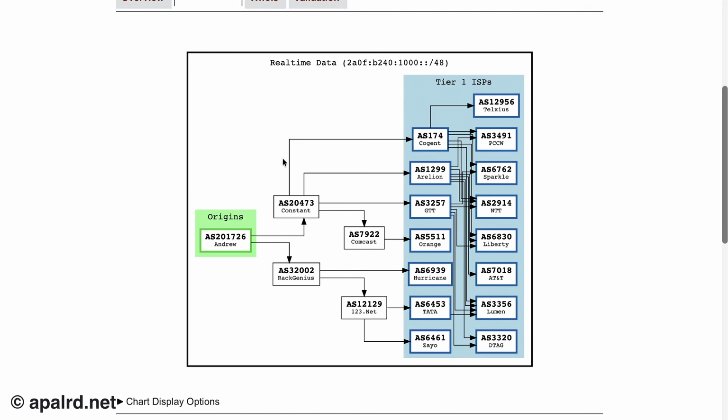So Vultr is paired with Cogent, Aurelian, and GTT. And so I'm advertising to these three via them. They're also advertising to Comcast, who's getting me to Orange. And then down here on RackGenius, they're advertising to 123net, which is 12129, who's advertising me to Tata and Zayo. And then they're also going directly to Hurricane, 6939.